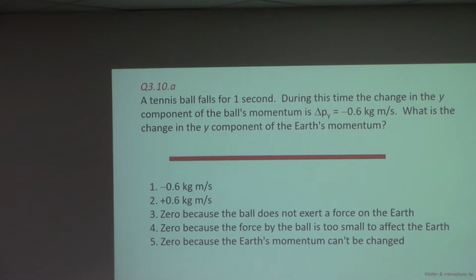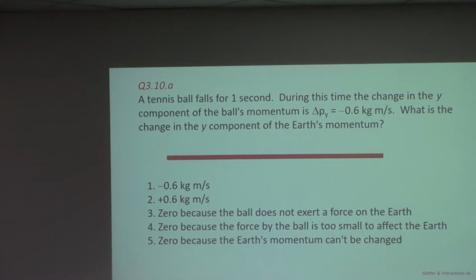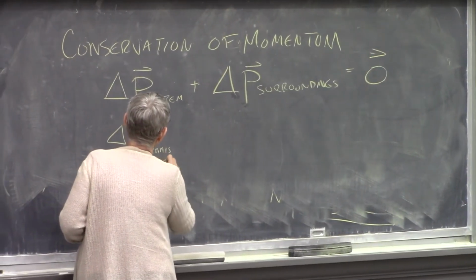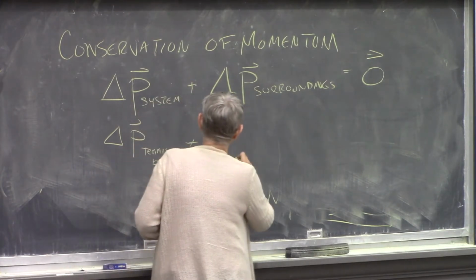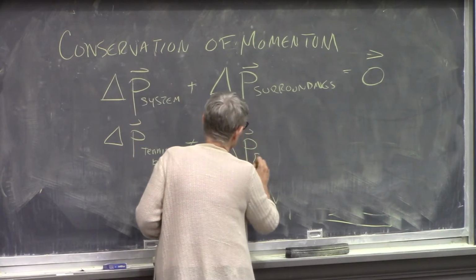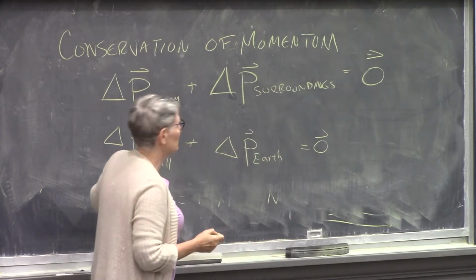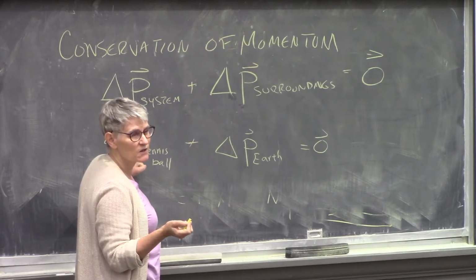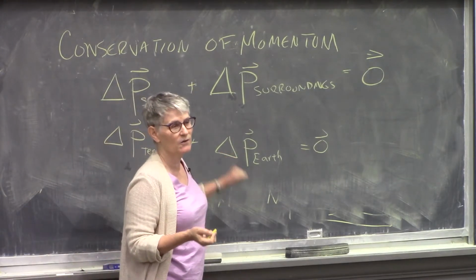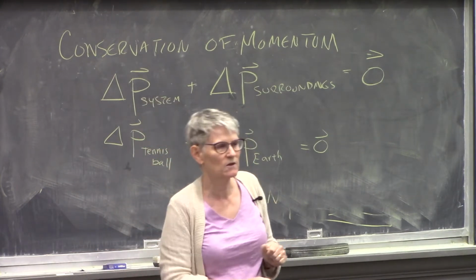So what's the answer? The tennis ball changes. Kind of looks that way, doesn't it? If we take the tennis ball as our system, the change in momentum of the tennis ball plus, and the Earth is part of the surroundings, the change in the momentum of the Earth must be zero. So if the tennis ball's momentum change is minus 0.6 kilogram meters per second, the change in momentum of the Earth has to be plus 0.6 kilogram meters per second.